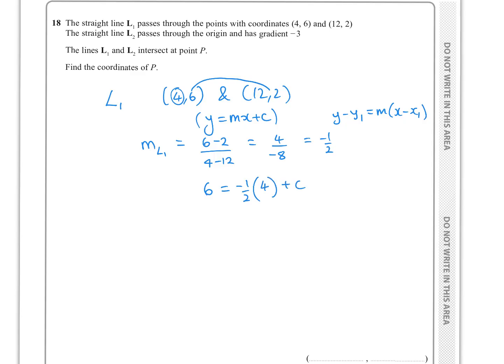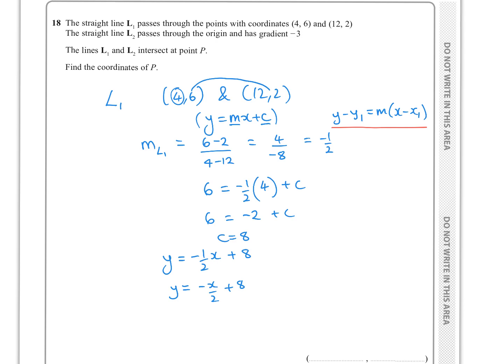Plus c, so it gives me 6 equals a half of 4 is 2, so that's negative 2 plus c. So c will be 8. And so I've got the gradient now, I've got the intercept, so y is going to be minus a half x plus 8. Some of you would rather write it as that. That's absolutely fine.